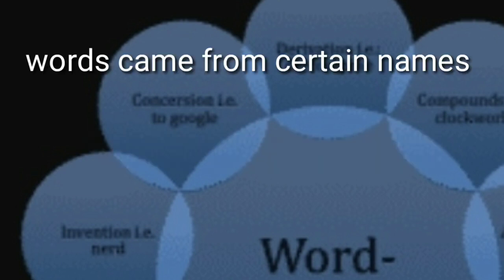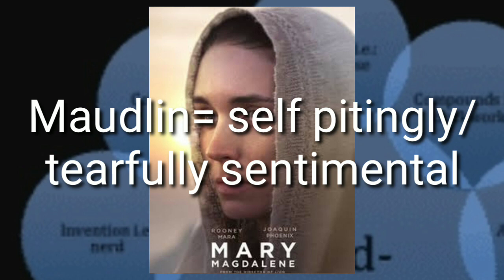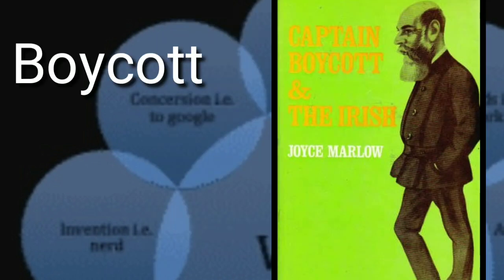Fifth process, autonomasia. Words that came from certain names and titles. The word maudlin, M-A-U-D-L-I-N, came from the person referred to in the Holy Bible, the female disciple of Jesus Christ. The word maudlin means self-pityingly or tearfully sentimental. Another word is boycott. Boycott also refers to a historical person, Captain Boycott. Now we are using this word boycott related to strike, non-cooperation, etc.